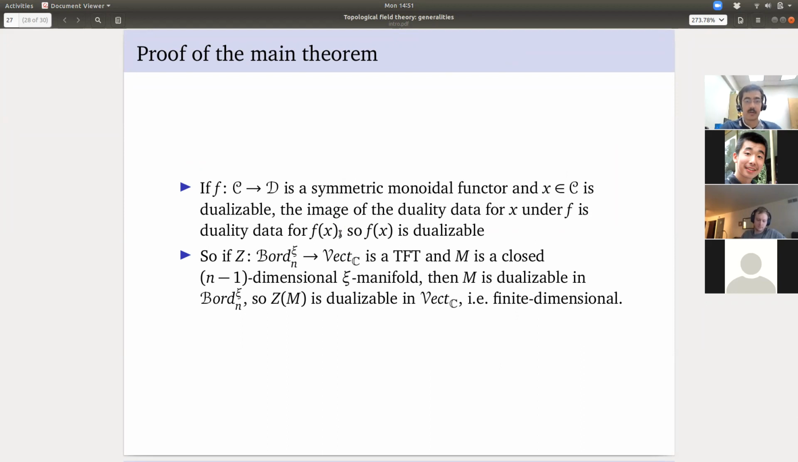And therefore, now we prove the theorem. Given a topological field theory and an object in the bordism category, we know that the object is dualizable because of Zorro's lemma. Therefore, Z of M is dualizable in Vect, and therefore it is finite dimensional. And that's the theorem. So are there questions about the proof of the theorem or anything, in fact?